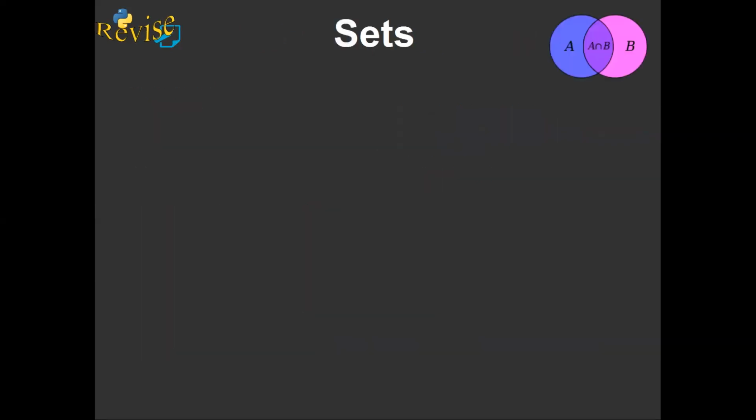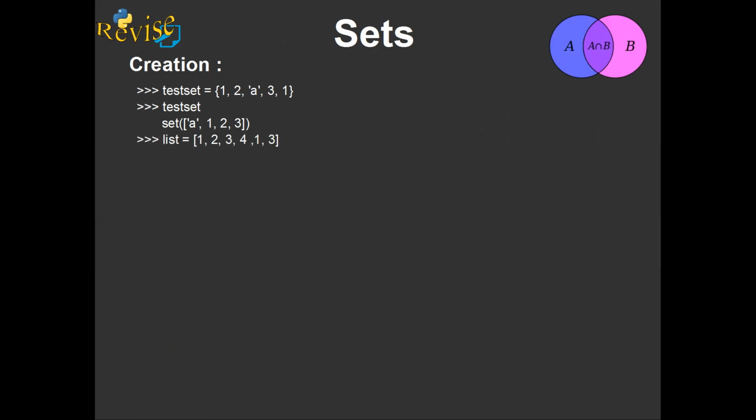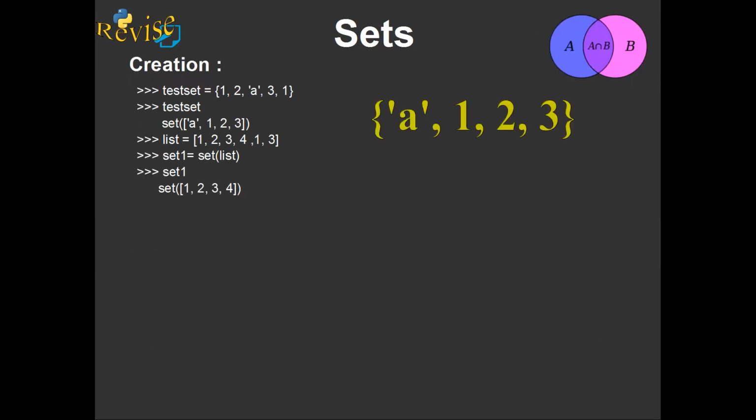Then we'll talk about sets. Sets are mutable, iterable data types with unique elements. So this is how you define a set, in curly brackets. If you print a test set, here we have 1, 2, A, 3, 1. So 1 is a duplicate, but once it's defined as a set, it only takes A, 1, 2, 3. Or you can use the set function to convert a list into a set. This is our list. Then we use the set function, pass our list to it, and it will give you 1, 2, 3, 4 as our set. So this is our set: A, 1, 2, 3.